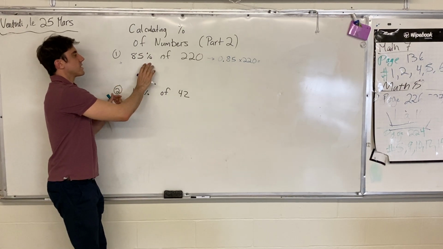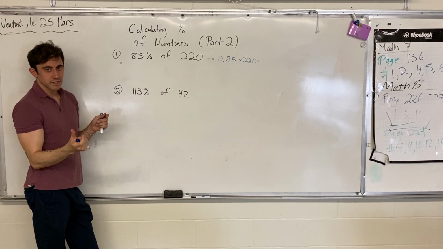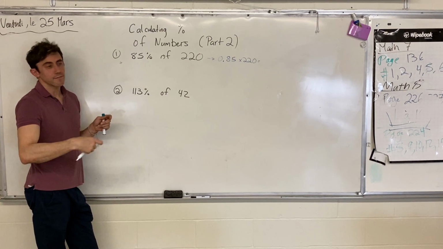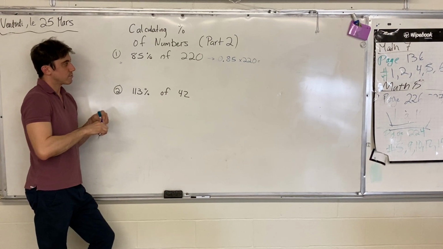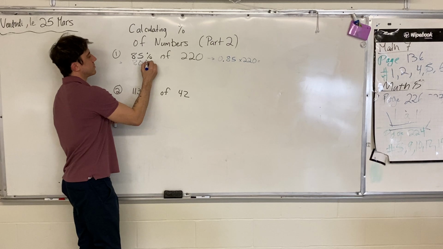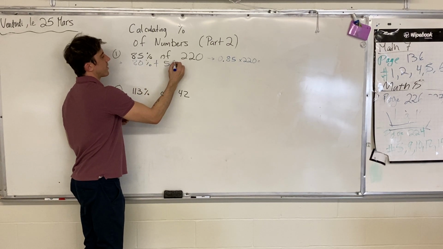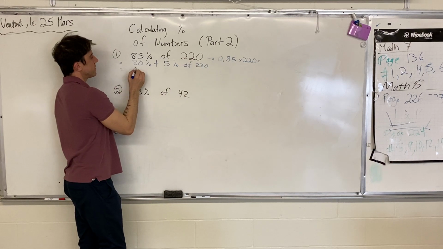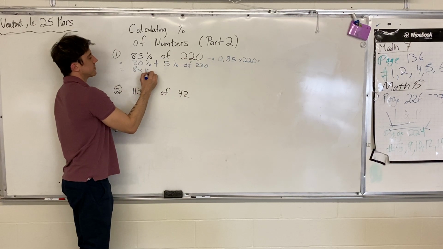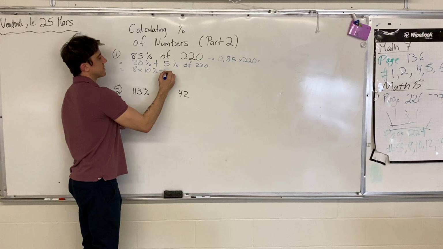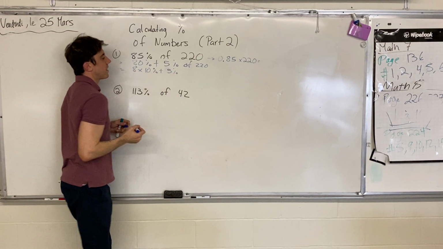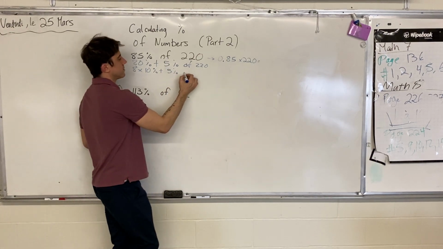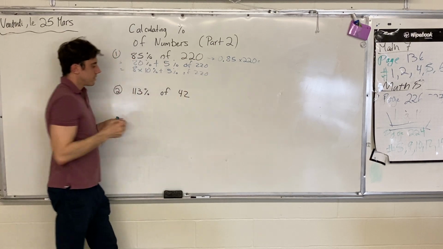So for 85%, we're going to break it down into more manageable chunks and then calculate those chunks one at a time. 85% happens to break down nicely into 80% plus 5% of 220, right? And then we can break down 80% into 8 times 10% and then still have plus 5%. Properly writing it out, of 220.